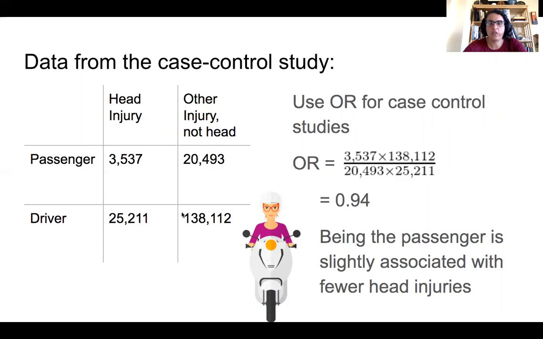Your calculation, it's this funny diagonal divided by the diagonal, and you get an odds ratio of 0.94. That's very close to 1. So it says there's very little association between position and head injury. Being the passenger as opposed to being the driver looks like it's very slightly associated with a lower odds, essentially a lower chance of head injuries.